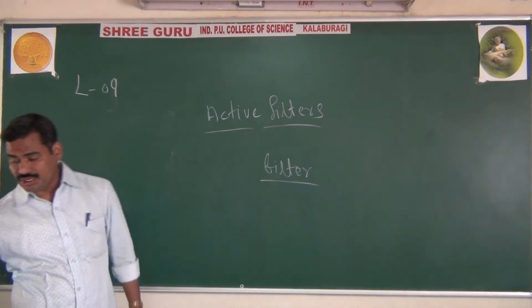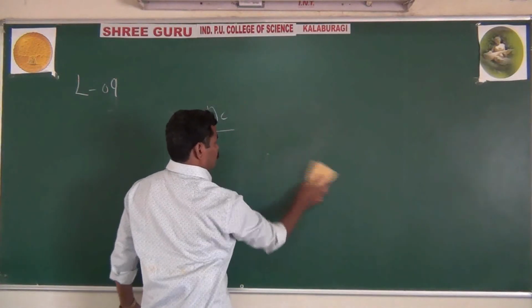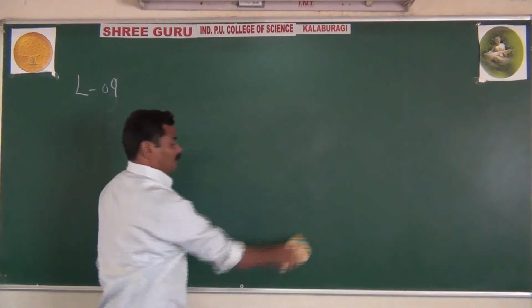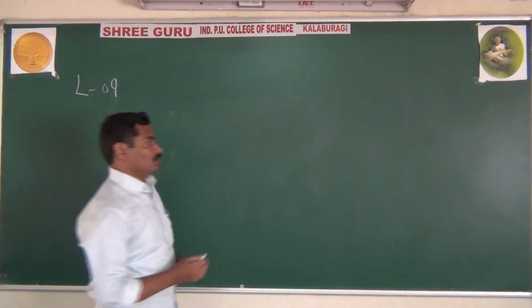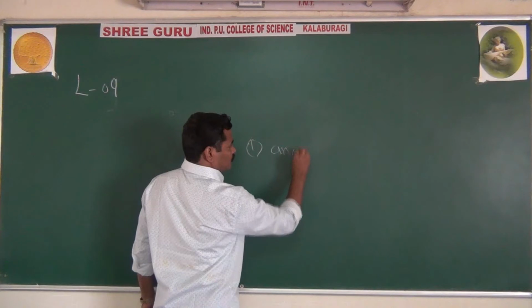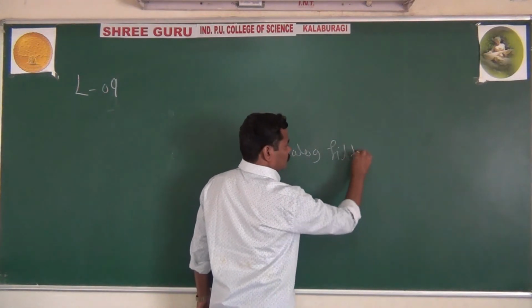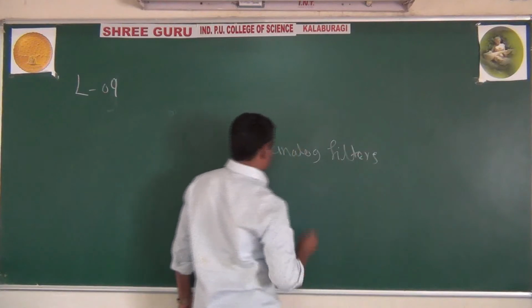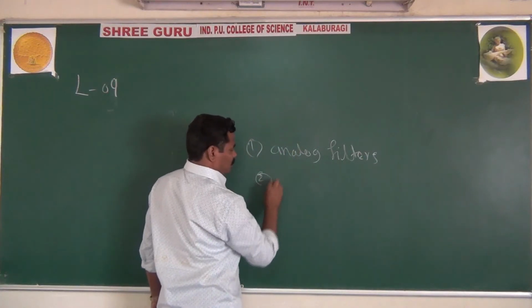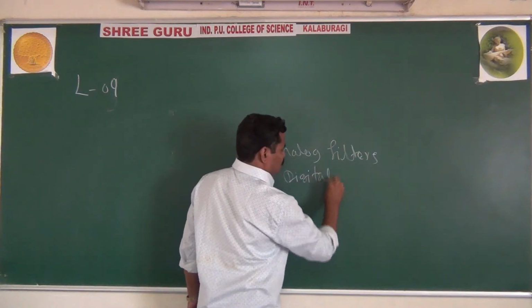But in filters, broadly we can classify two types of filters. One is called the analog filter, and the second one is called the digital filter.